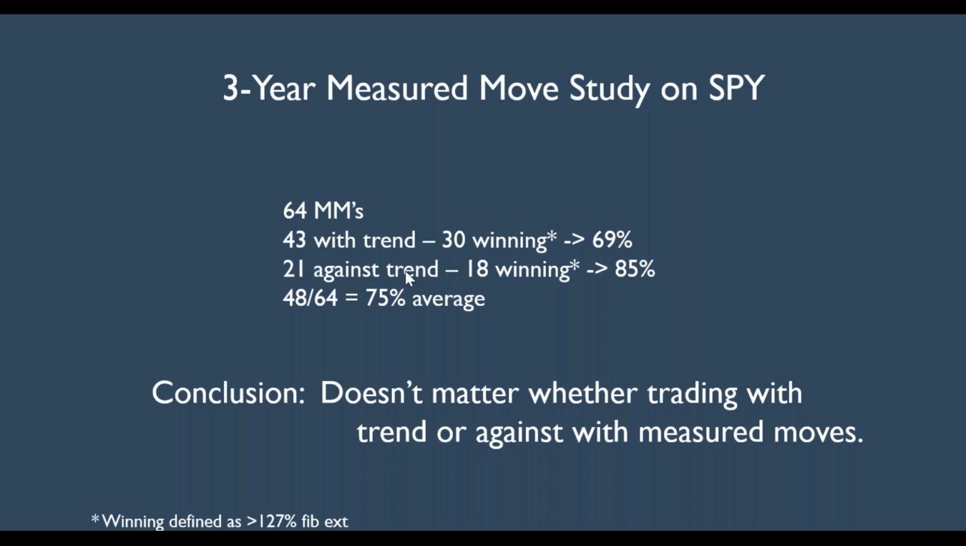And this is interesting because when you get a measured move against the trend, that's showing you that you've got a new trend starting. And those are sometimes more profitable than if you're in a trend. But the average of the 64 measured moves in 3 years was 48 wins, or a 75% average. That is an awesome indicator for you to apply to your trading strategy.